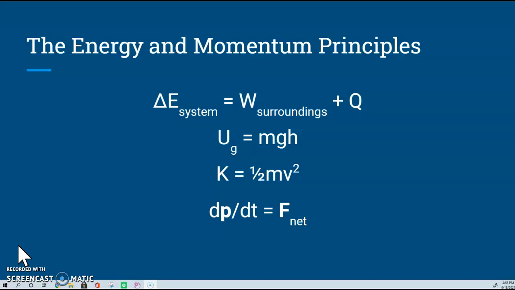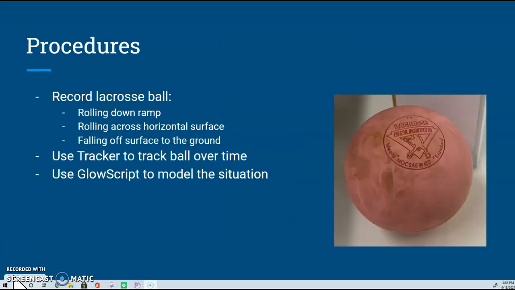Also, the momentum principle states that the derivative of momentum with respect to time is equal to the net force. My procedures for this lab were to record a lacrosse ball rolling down a ramp, rolling across a horizontal surface, and falling off the horizontal surface to the ground. I'll show this video on the next slide.